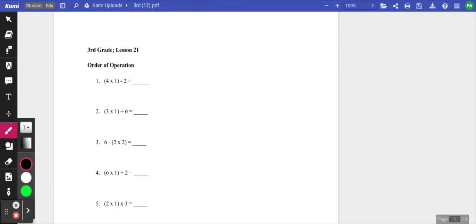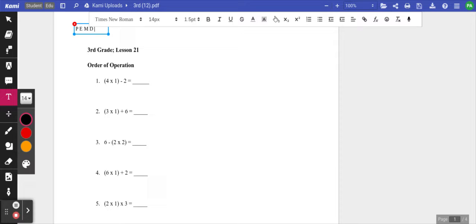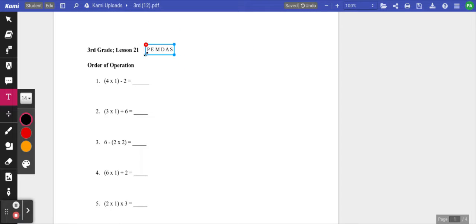Hey everybody, to begin today's lesson, we will start off with order of operation. So like always, we're going to go with the acronym of PEMDAS, which stands for parentheses, exponent, multiplication, division, addition, and subtraction. Remember, parentheses you always solve first, and when it comes to multiplication and division and addition and subtraction, those two pairs, you always go from left to right, no matter what order.